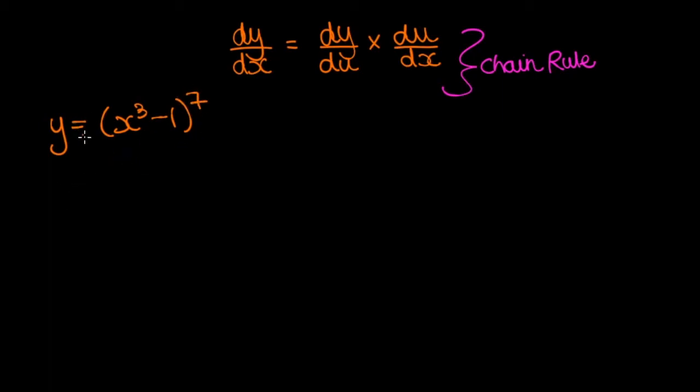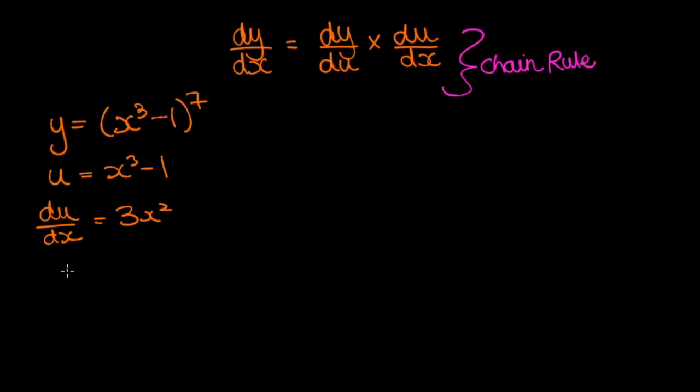So again, the first thing we need to do is let u equal the inner function, so u equals x cubed minus 1. If we differentiate with respect to x, that's going to allow us to find du by dx. On the left we get du by dx. On the right we're using the power rule on x cubed: bring the power to the front and then decrease the power by 1, which gives us 3x squared, and of course the derivative of minus 1 is just 0. So du by dx is equal to 3x squared, and so the next thing we need is dy by du.